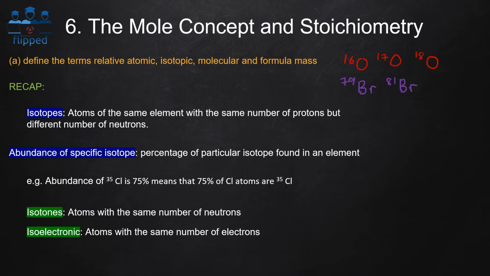Basically, they have the same number of protons, but different numbers of neutrons. Same protons because they are the same element. The abundance of a specific isotope is the percentage of a particular isotope found in an element.